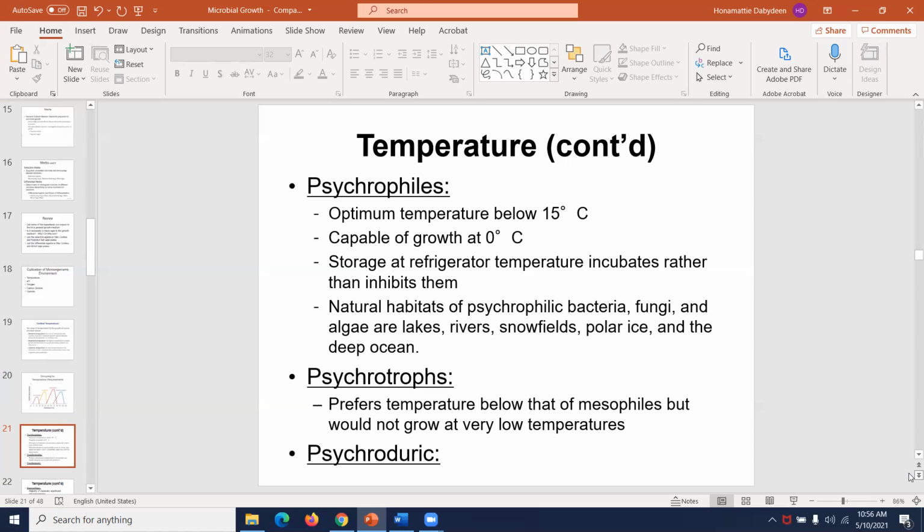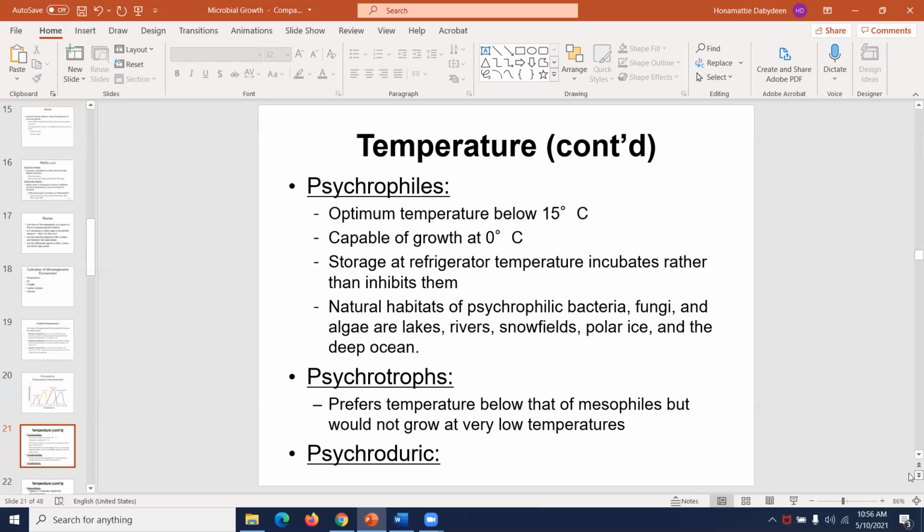And I have some natural habitats there for you: some of the lakes, the snowfields, the polar ice caps, the deep ocean, where it's very, very cold. They love that. Now, I put the word psychrotrophs there, not to confuse you, but your book seems to want to mention that and talks a little bit more about psychrotrophs than I would expect. But anyway, these are organisms that do prefer the cold, 15 degrees or below, but they don't multiply at very, very low temperatures.